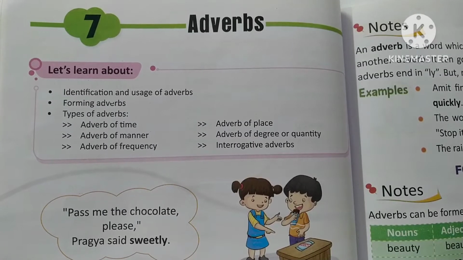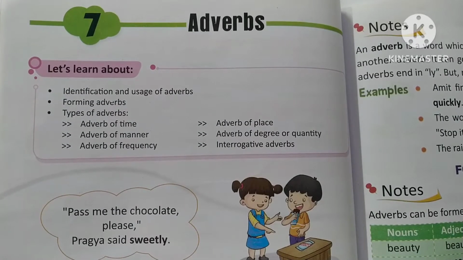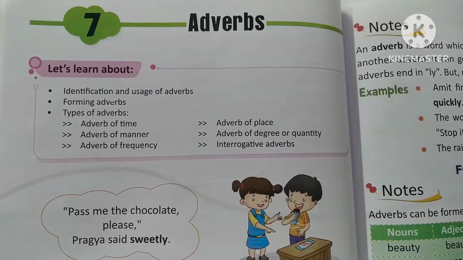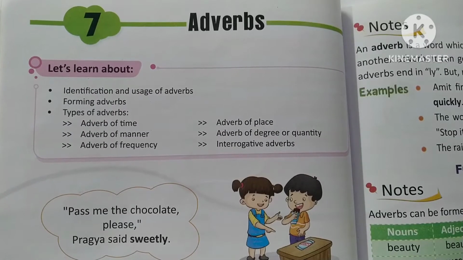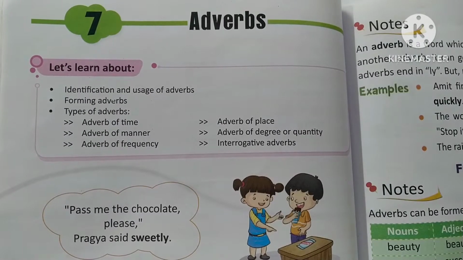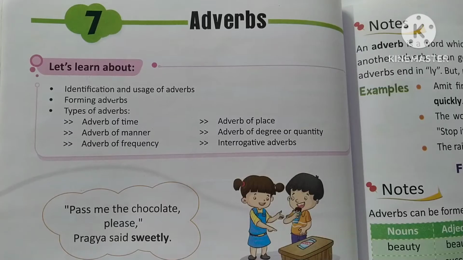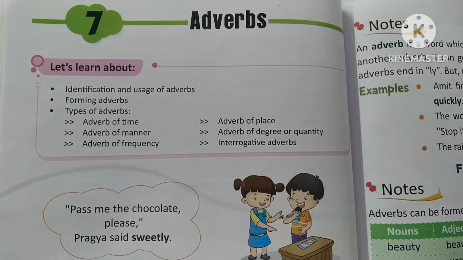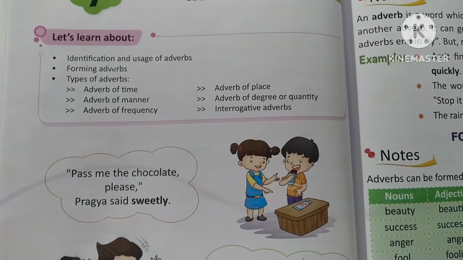Hello students, today we shall do chapter 7 of your Grammar Trove book, Adverbs. Now in this chapter, students, we shall learn what are adverbs, how to identify and use adverbs, how to form adverbs, and what are the different types of adverbs. Now starting, let us look at your textbook.